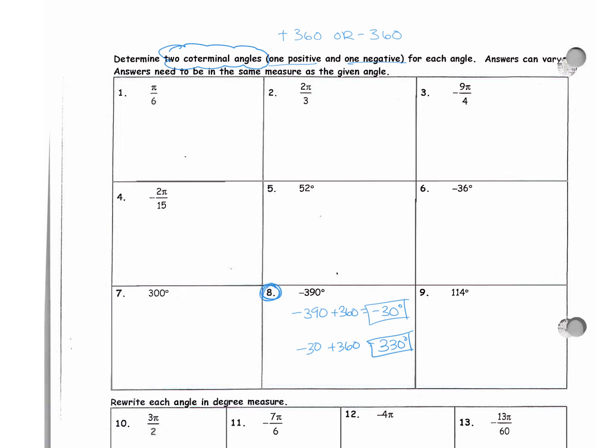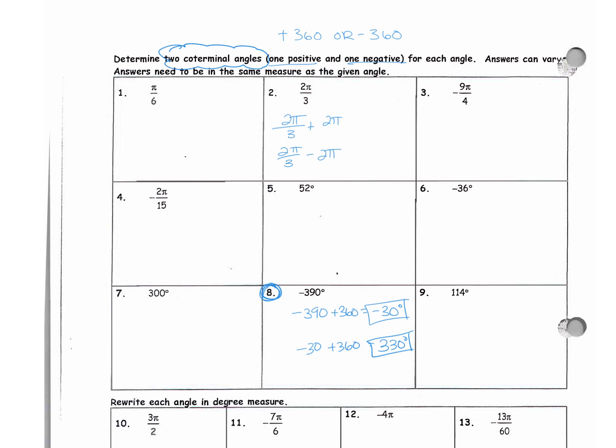So let's do one that's a radian. Let's do number 2 up here. So 2 pi over 3 is on my unit circle. I know that it's between 0 and 2 pi. So in order to get a positive coterminal angle, I'm going to be adding 2 pi to it. And to get a negative one, I'll be subtracting 1 rotation.